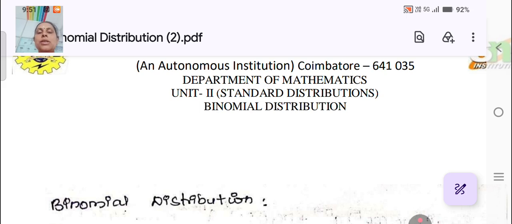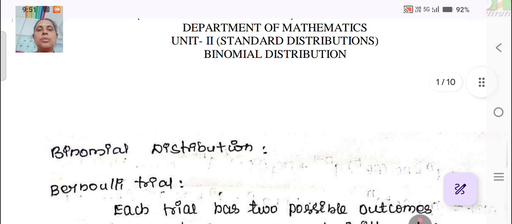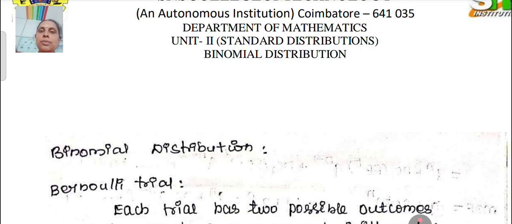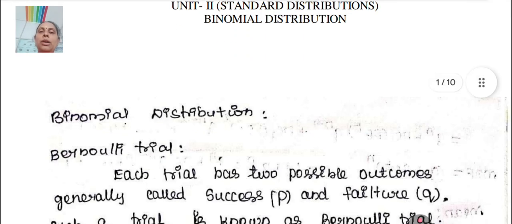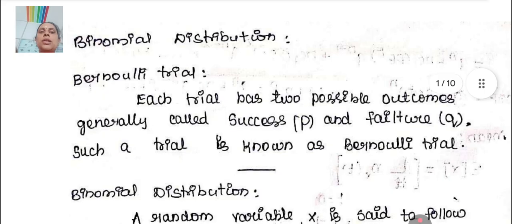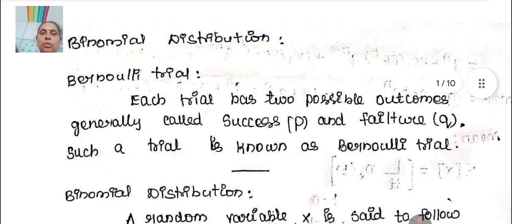The binomial distribution is a discrete distribution. There are three discrete distributions: the first one is the binomial distribution, the second one is the Poisson distribution, and the third one is the geometric distribution. In this binomial distribution we are going to see the definition.